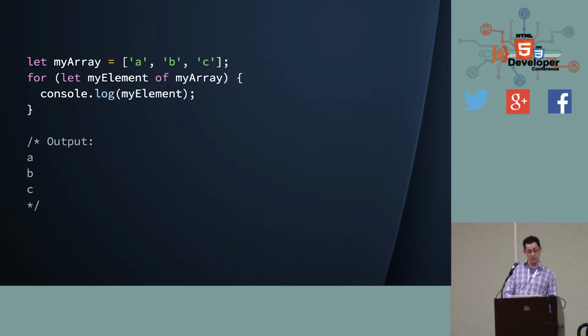We use the of keyword. So we have an array. We say for let myElement. This is what each iteration's value is going to be put into. And it'll take the value of each element in the array and pass that into the loop. So if we log this out, we can see we get A, B, and C. And so it's equivalent essentially to doing a forEach. You do myArray.forEach, or if you're in underscore land, underscore.each, except that we don't have to use a separate function to do the iteration. So it's much, much more performant than doing forEach.